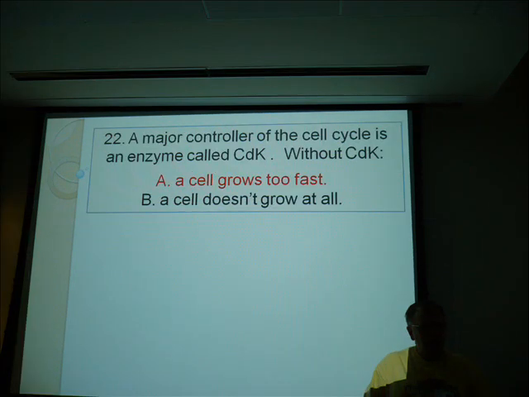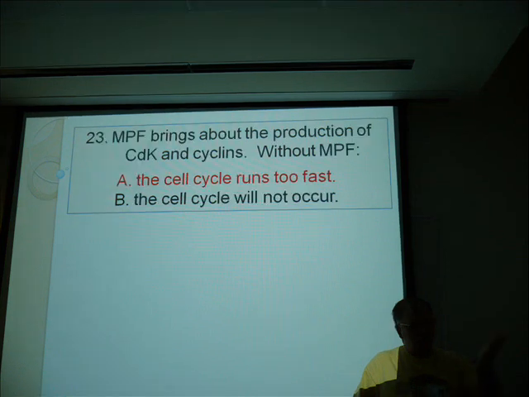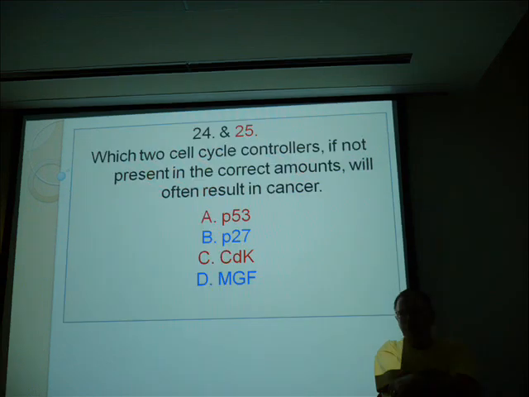Well, if you don't get CDK, it's B again, because these two go hand in hand. Without them, it just grinds to a halt. Well, that's why you don't run away with cell division. This is fighting cancer. Well, which two of those can lead you right into cancer? The first two, A and B, the two protein enzymes.